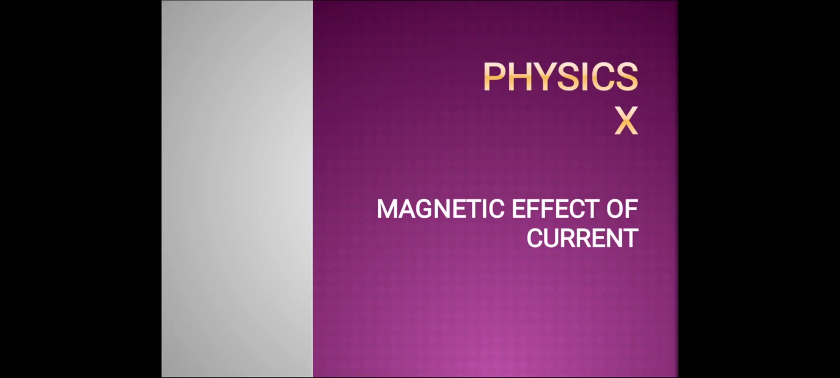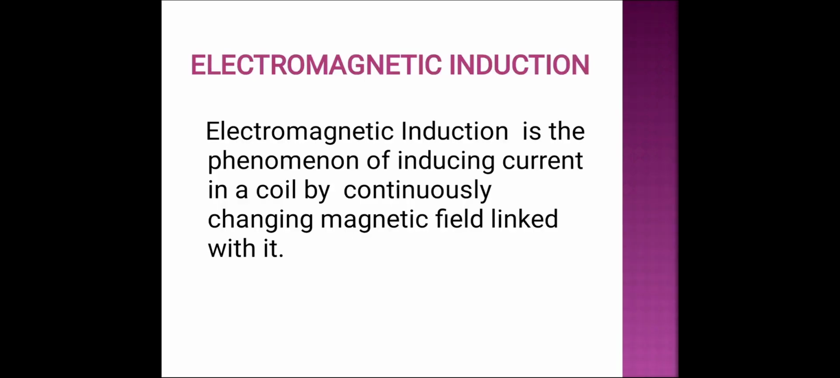Hello students, we'll proceed with the chapter of magnetic effect of current, and today we will study about electromagnetic induction. We have studied so far that a current carrying conductor produces magnetic field around it. Today we'll see how magnetic field can help us to generate current. Students, electromagnetic induction is the phenomena of inducing current in a coil by changing magnetic field linked with it.